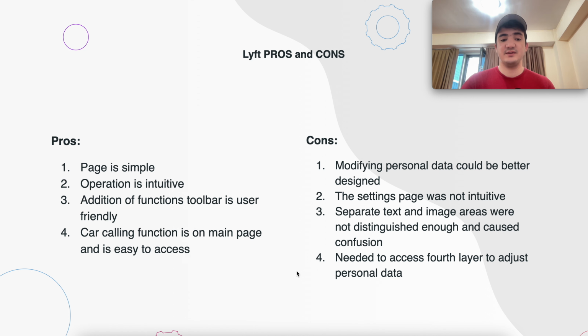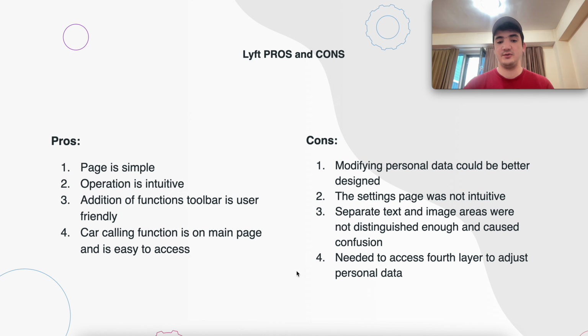And the addition of the functions toolbar, which we mentioned multiple times, where from the main page you open up your sidebar and there's a list of functionalities you can choose from. A lot of people said that was very user-friendly and helpful to them. And finally, they also all enjoyed that the car calling function is on the main page and easy to access. So you can just go in, select it, select your destination and call a cab or a car to pick you up.